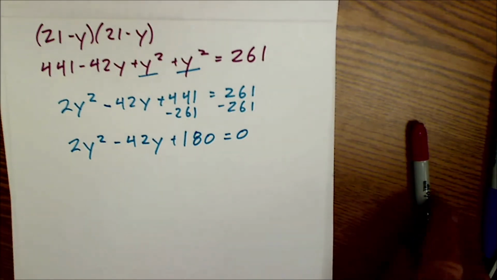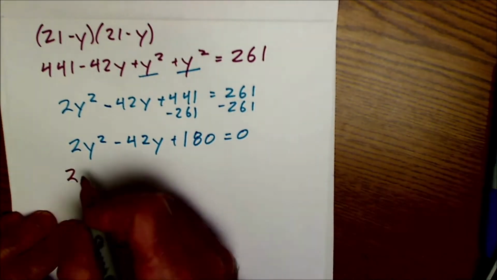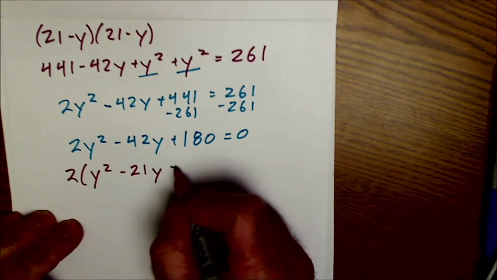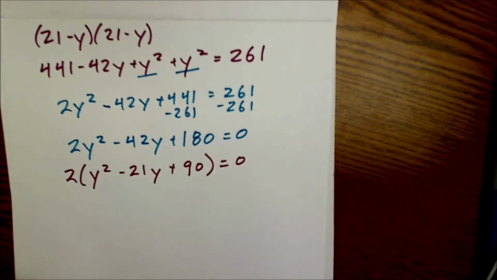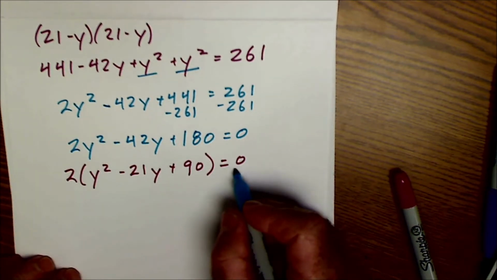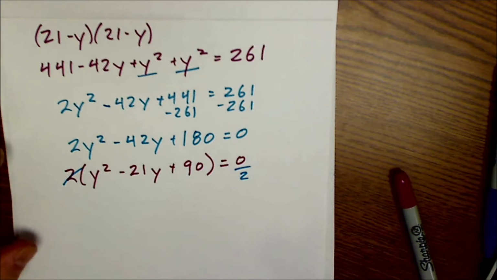I could factor out a 2 to start with. So I'm going to just pull a 2 out because it's common in all of them. y squared minus 21y plus 90 equals 0. I could divide both sides by 2, right? Divide both sides by 2. It'll still be 0 over here, but that'll cancel. Now I'm going to see if I could factor that.